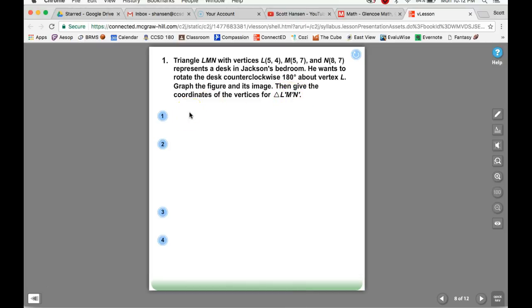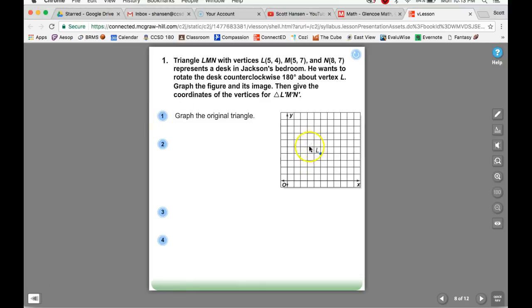So you'll notice that this looks very similar to the other transformations that we've done so far, where the first example requires you to graph the original figure or the pre-image, then graph the image after the transformation has taken place, and then finally find the coordinates of the new figure or the image. So we're going to attack that by doing the following. And again, you have this axis on your paper. So the first thing we need to do is graph the original figure. So go ahead and graph LMN. Pause if you need to.